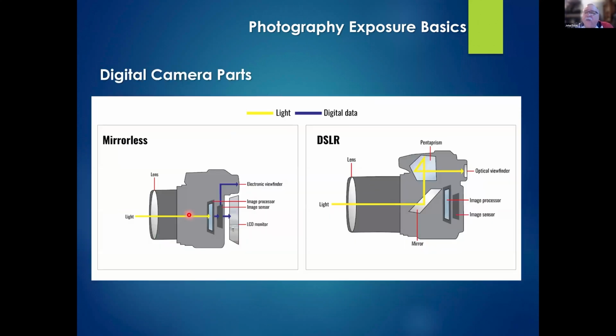Now, these days we've got mirrorless cameras and we've got digital SLRs. As you can see, on a mirrorless camera the light goes through and strikes the sensor directly, and you're looking at an electronic viewfinder. DSLR means digital single lens reflex. With those cameras, a mirror sends the light that comes to the camera up to your viewfinder. When you press the shutter, the mirror comes up and the light strikes the sensor.